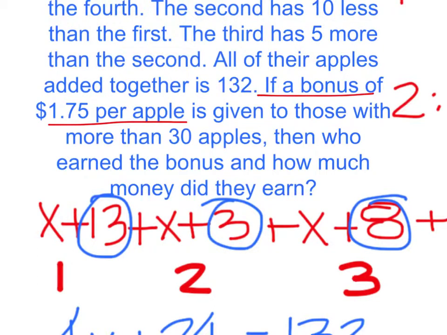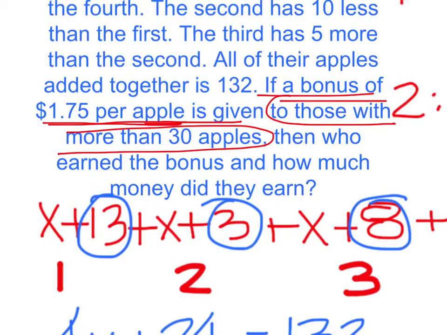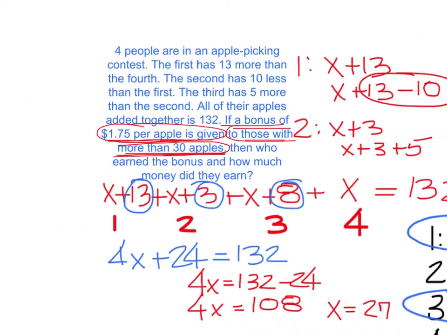It says the bonus is going to those with more than 30 apples. Would you say it has to start at 31? Right. It doesn't say that it has to be only the apples that are over 30 that are getting multiplied by $1.75. To those with more than 30 apples only indicates who is getting the bonus. $1.75 per apple is given to those. So you multiply the $1.75 by all of their apples.